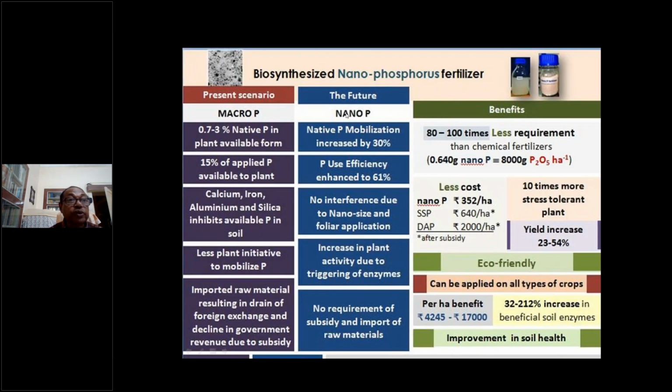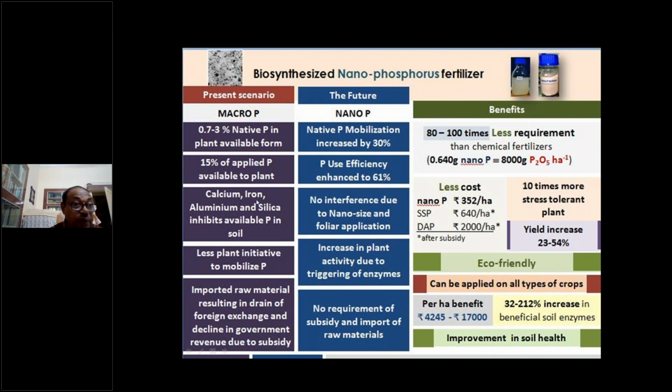I am comparing here with one nutrient. What is happening? The present scenario is that we are using chemical fertilizer, and for the future, we are advocating nano fertilizer. The chemical fertilizer is macro P, nano is nano P. Here, in case of chemical fertilizer, 0.7 to 3% of native P is in plant-available form, but with nano P, 30% native P mobilization due to this triggering of enzymes in the plants. So 15% of applied P is available to the plant. Here we can enhance P use efficiency 4 times, in case of phosphorus, 61%.